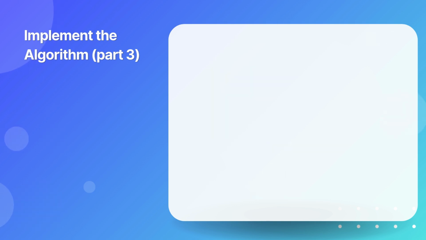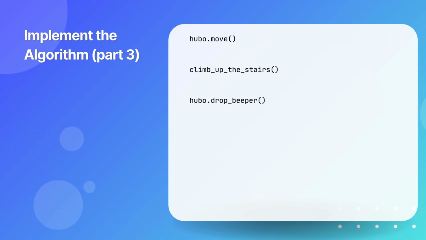The program then transitions to the main task. The robot starts by moving 1 step forward to reach the base of the stairs. Using climb_up_the_stairs, the robot climbs all 4 stairs and arrives at the designated drop point. Here, it drops the beeper to complete the newspaper delivery.